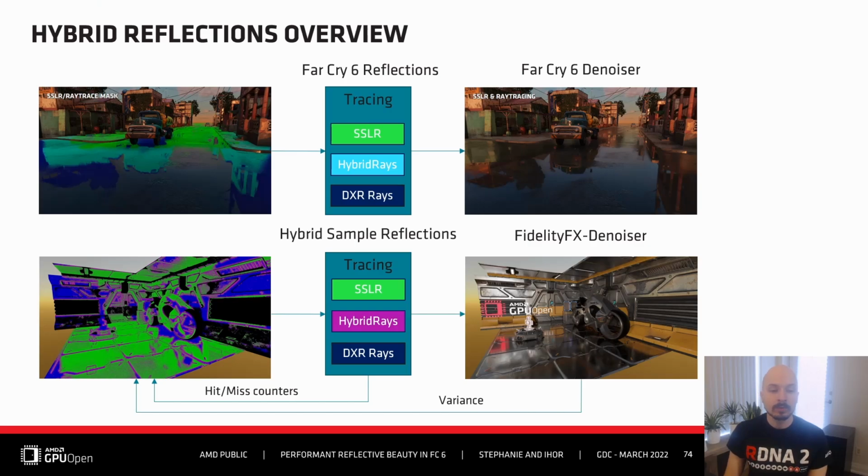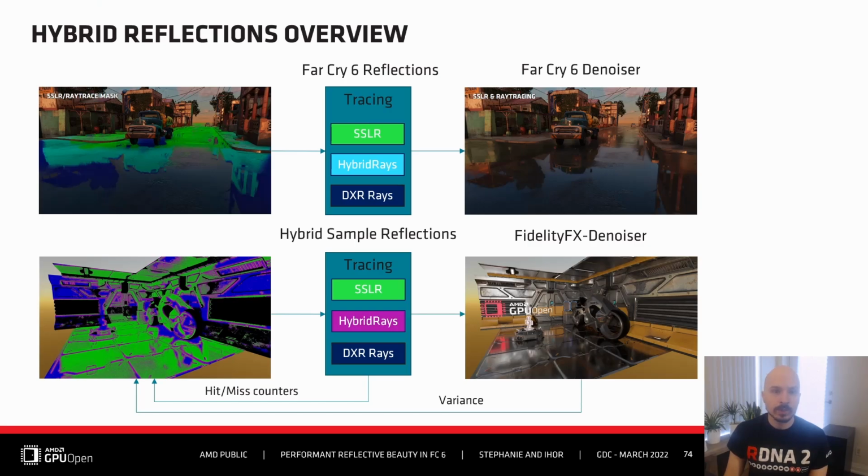The hybrid reflections sample is similar, where we also shoot SSLR rays, and if we are low confidence, we shoot a DXR ray. But we have feedback counters that we reproject frame to frame. What they do is they try to remember what pixels shot what type of rays. Were they hybrid? Were they DXR only? Were they SSLR only? And what we try to do is avoid shooting out SSLR rays for pixels that previously required a DXR ray to find an intersection.